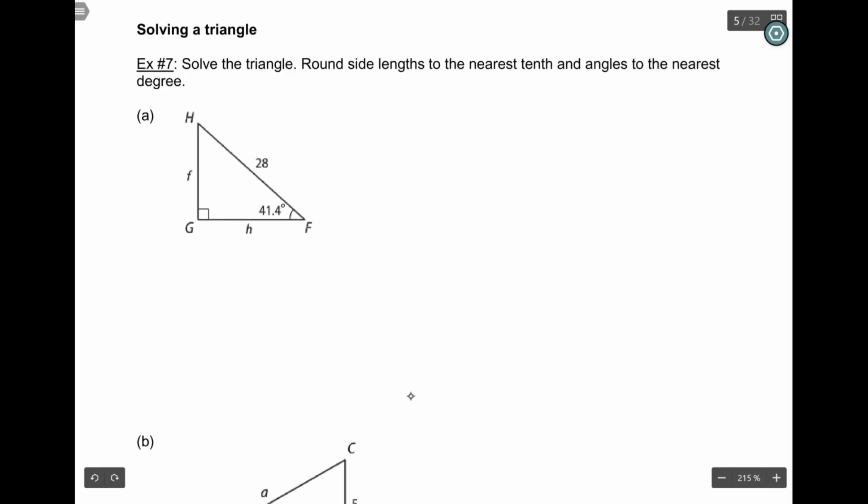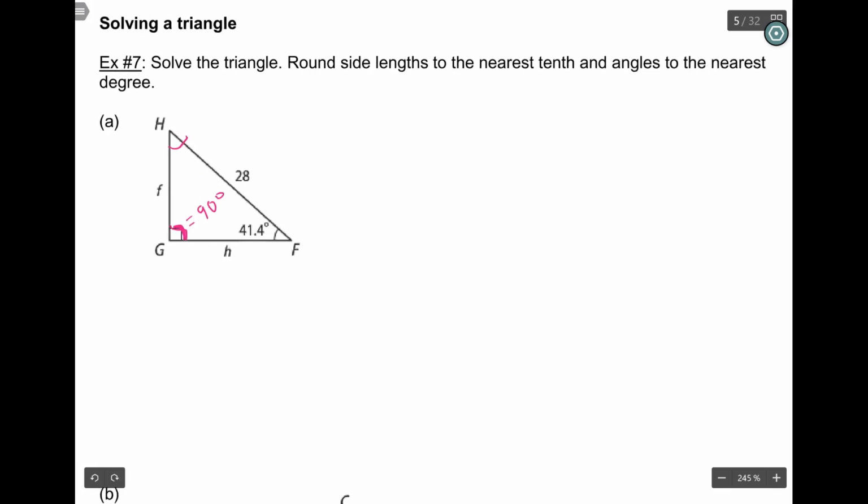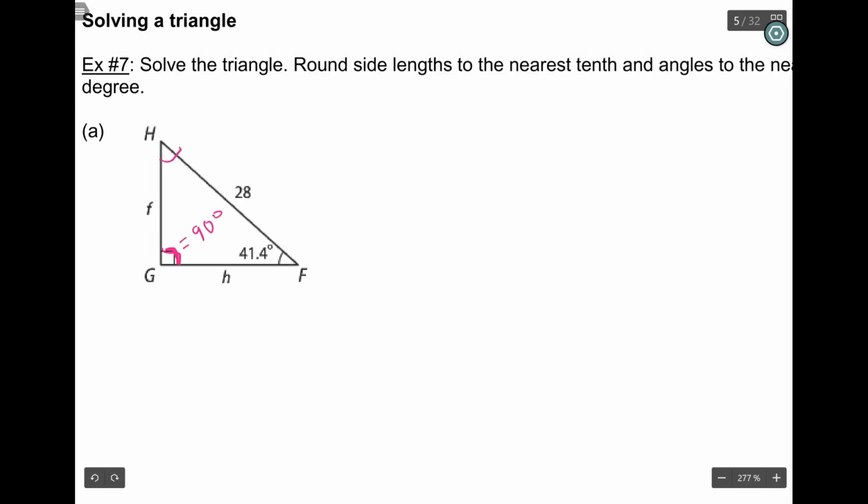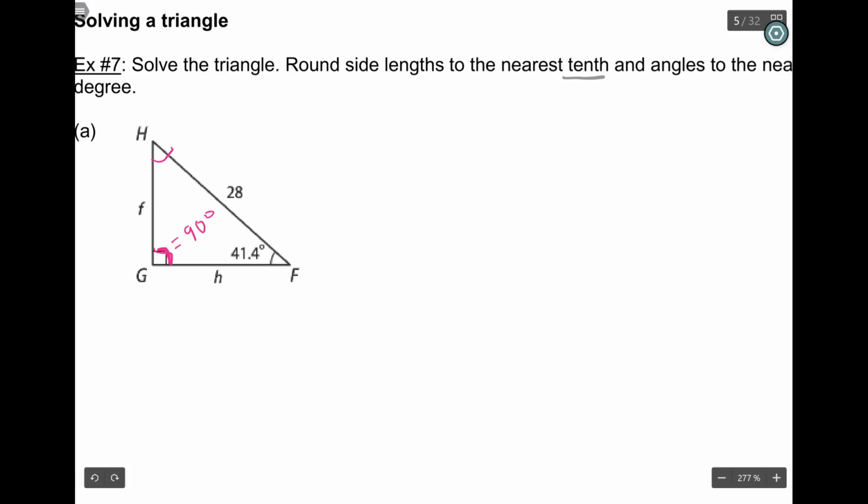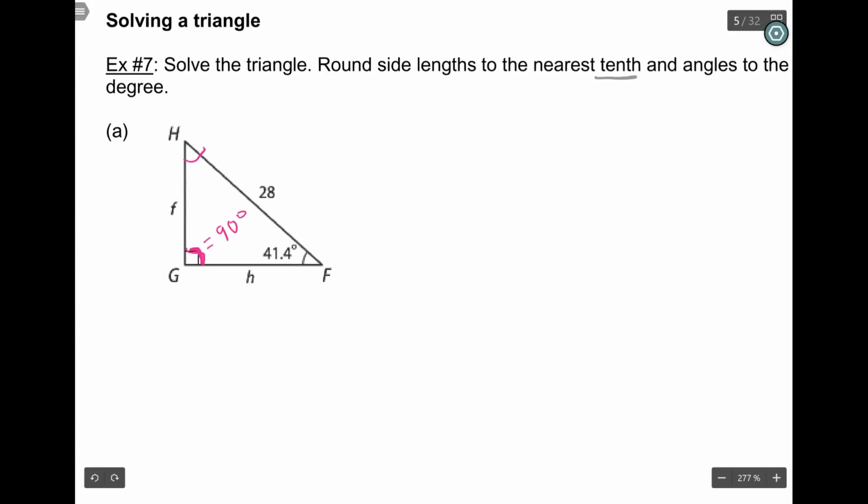Alright, so solving a triangle. We want to solve the triangle. Round the side lengths to the nearest tenth and the angles to the nearest degree. Meaning we have to solve for HF. Well, we know this one's 90. Surprise! 90 degrees. But we need to solve for this angle, F and H. Alright, so let's power through these.